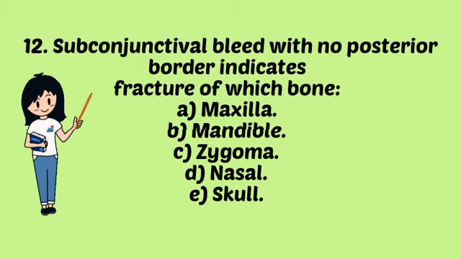12. Subconjunctival bleed with no posterior border indicates fracture of which bone? A. Maxilla. B. Mandible. C. Zygoma. D. Nasal. E. Skull. Option C is correct, zygoma.